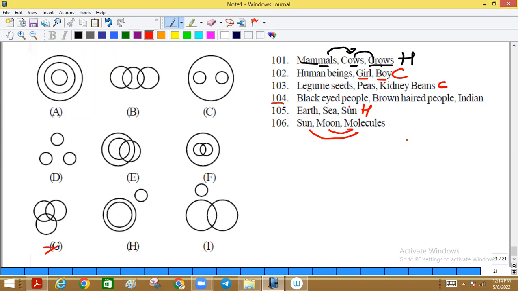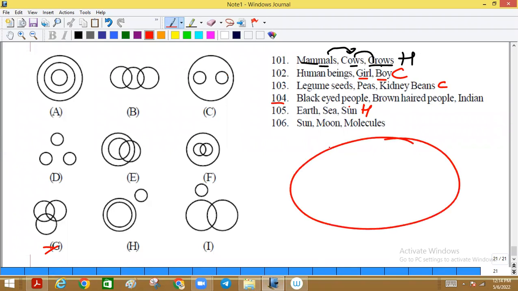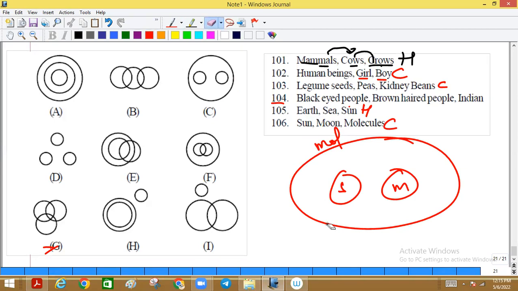Is there a relation between sun and moon? The sun is a star, the moon is a satellite. There is no relation. Now we try to understand the relation between moon and molecules. Everything in this universe is made up of what? Molecules. The sun is also made up of molecules, as well as the moon. Everything is made up of molecules. So option C is the answer. Okay, next.